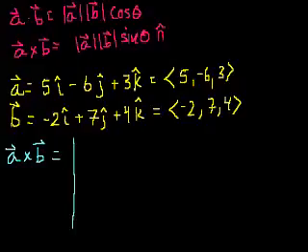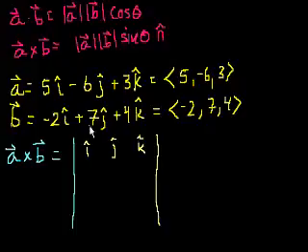But the way to do it, if you're given engineering notation, you write the I, J, K unit vectors in the top row. I, J, K. Then you write the first vector in the cross product, because order matters. So it's 5, minus 6, 3. Then you take the second vector, which is B, which is minus 2, 7, 4. So you take the determinant of this 3 by 3 matrix. And how do I do that?